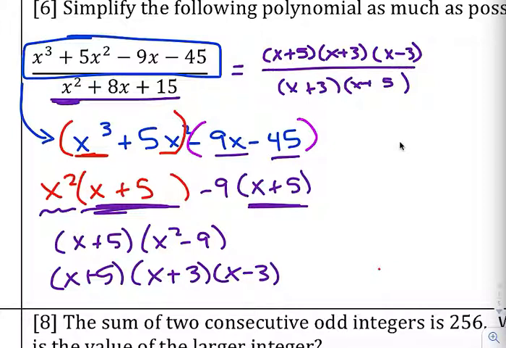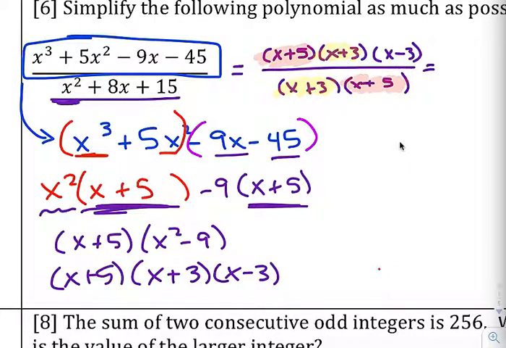The last step of this is to see if anything can cancel. If you look, we have x plus 5 and an x plus 5 as two different binomials. And we also have x plus 3, x minus 3. Those will actually cancel one another, leaving just x minus 3 as a final simplified form.